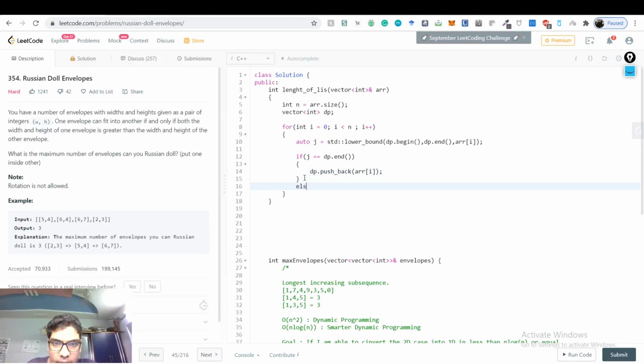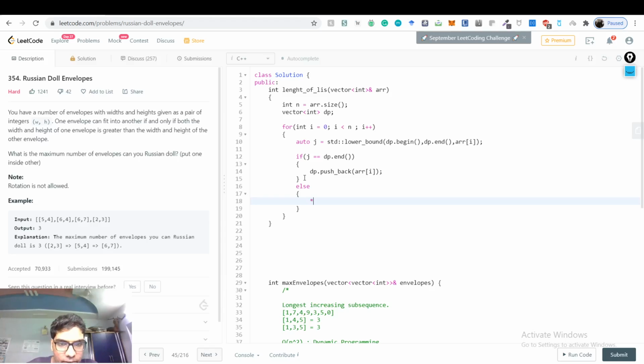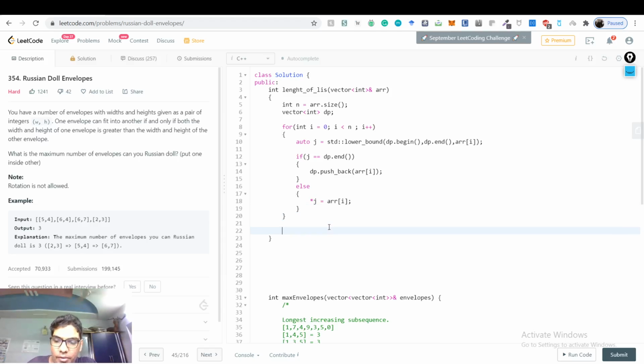Else, if it is somewhere in the middle, we don't mind wherever j says. We just dereference wherever j is pointing and place array of I there. If it's at the end of the list, we push back, and if it's somewhere in the middle, wherever j is pointing, we put the value of array of I. This is dereferencing the memory where j is pointing, and we just change the value to array of I. When this is all done, the dp array will be filled, and we just return dp dot size, and we're done.